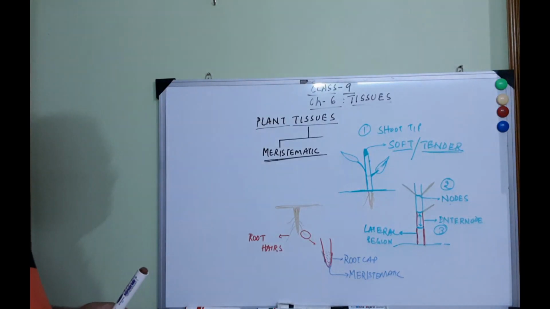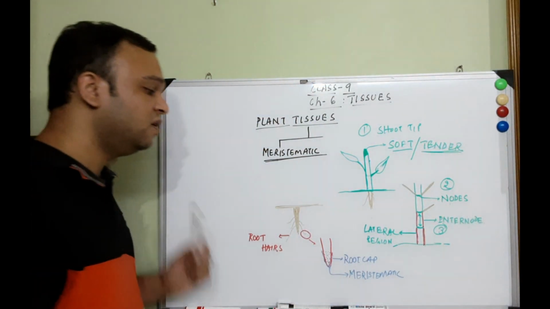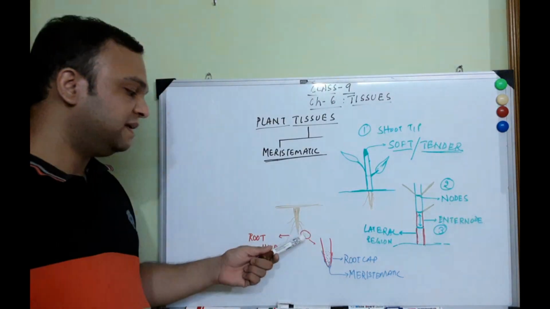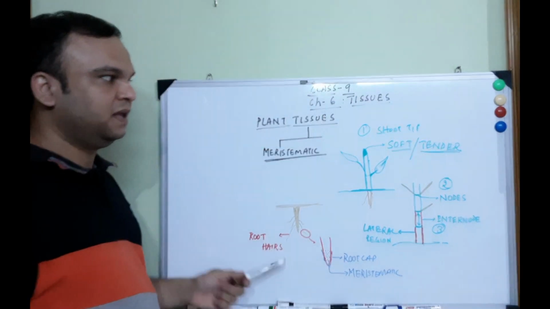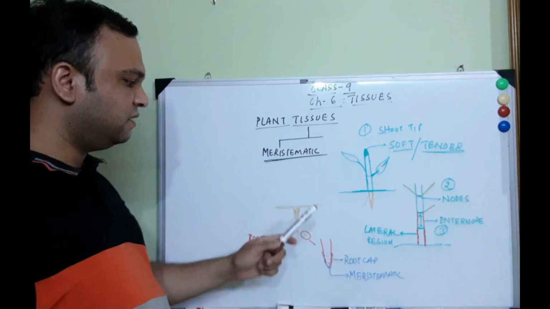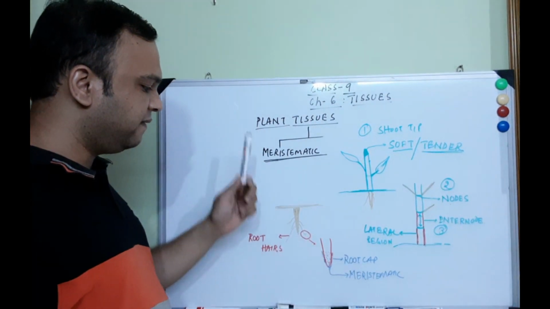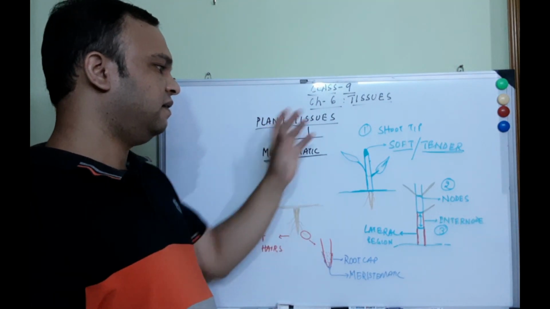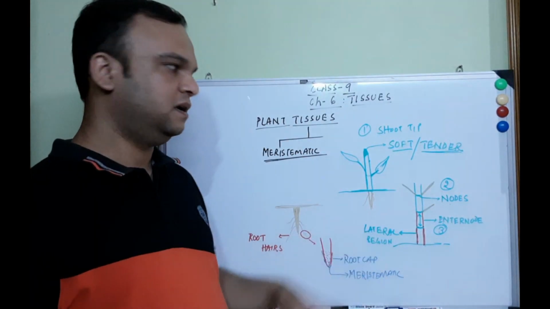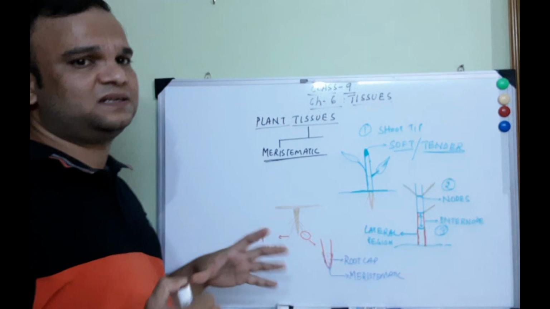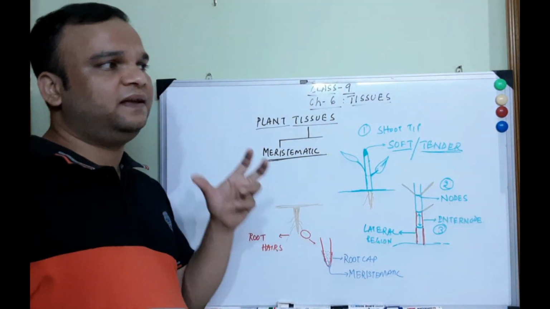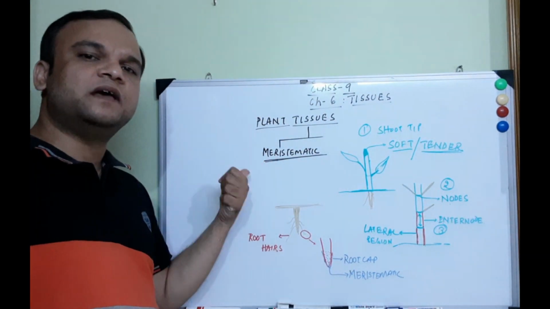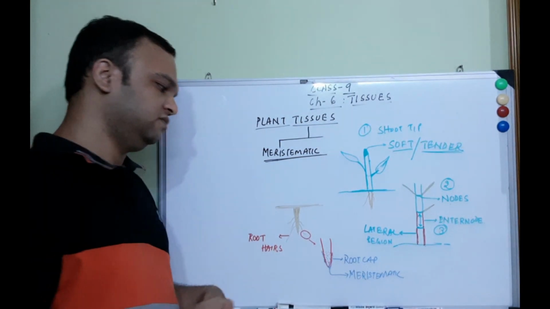It helps in the penetration of the roots into this soil. So though it is also present at the root tip, similarly as it is at the shoot tip, the type of meristems present in the roots and the shoot tips are the same. That is why we can say that there are three types of meristematic tissues. Now let us proceed further to understand the characteristics of each of these meristematic tissues.